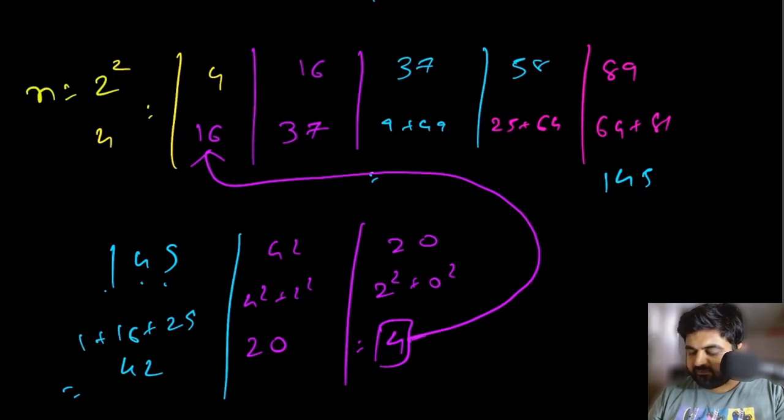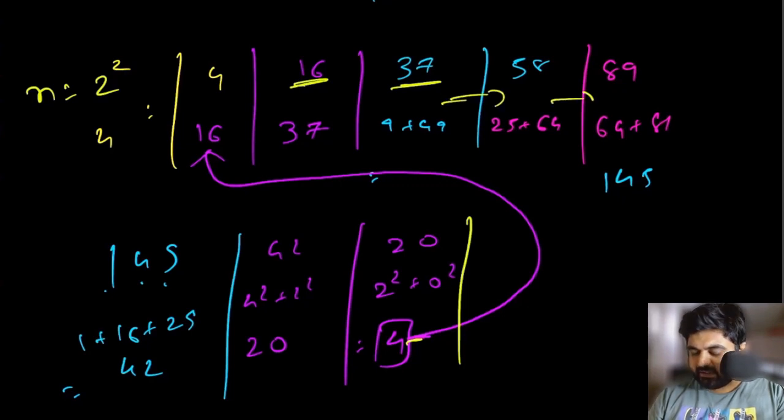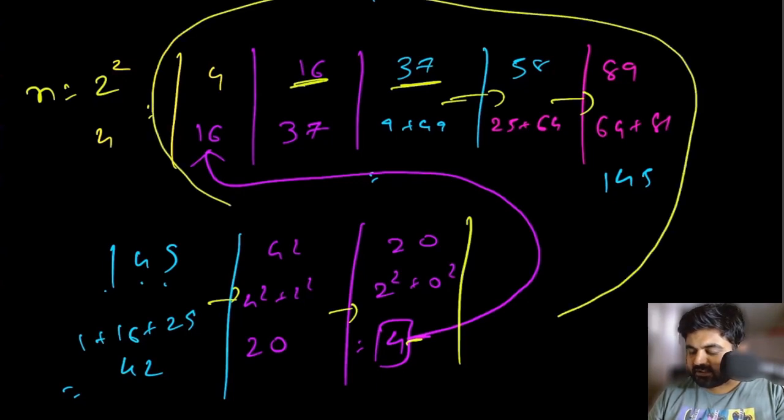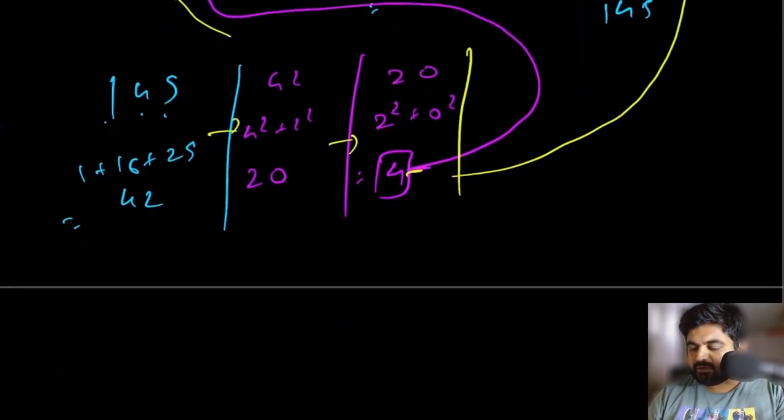So even if from 4 we keep on repeating the same process, the next value we would get is going to be 16. The value after that is going to be 37. Eventually it would keep on leading us to this value number 4, and then we would be stuck inside this loop and we won't be able to get out. So basically we would never be able to come up with a value that is equal to 1, and this number is always going to be not a happy number.